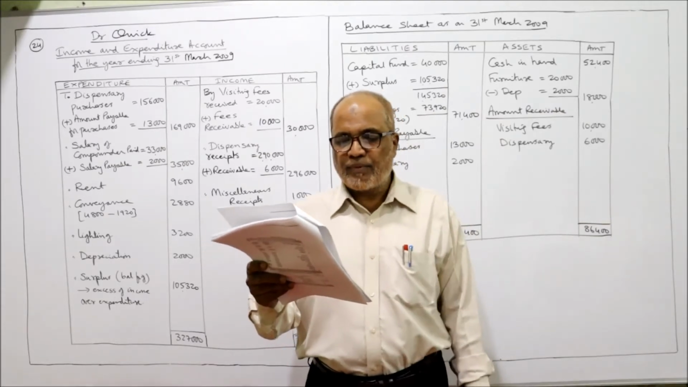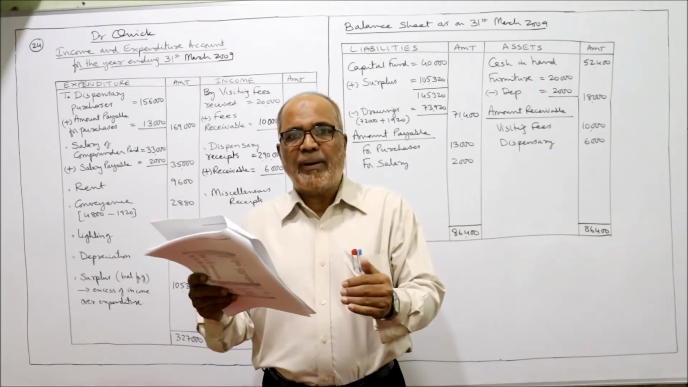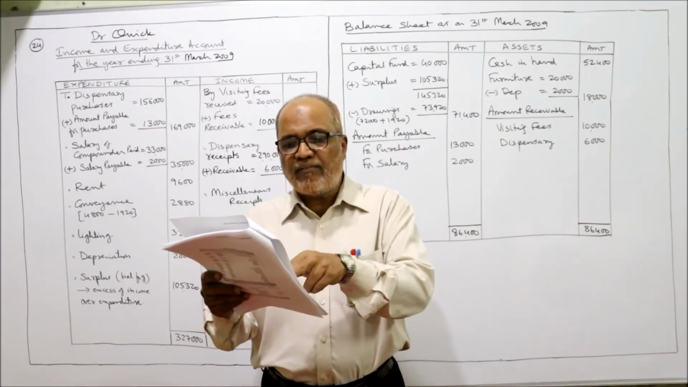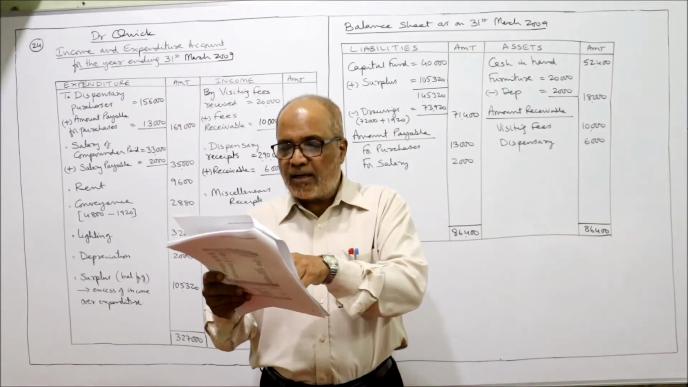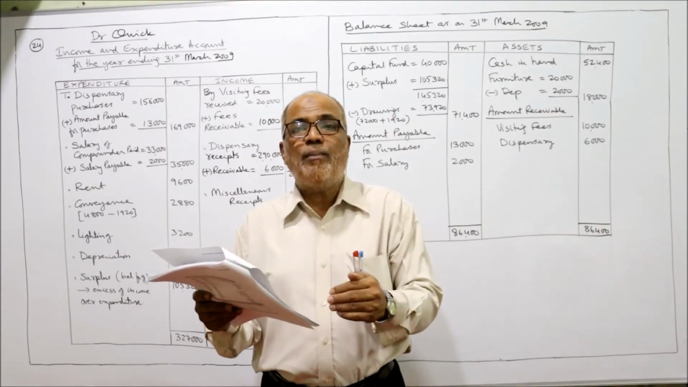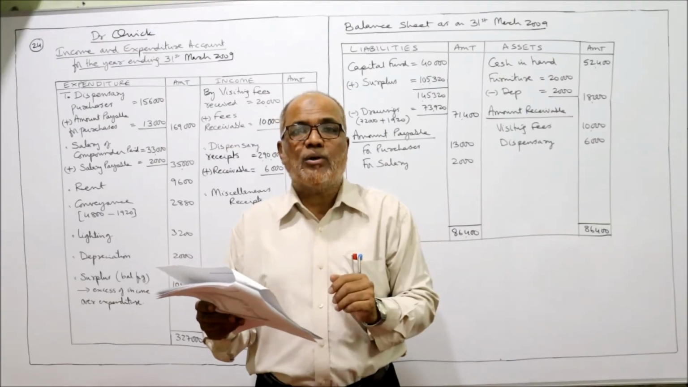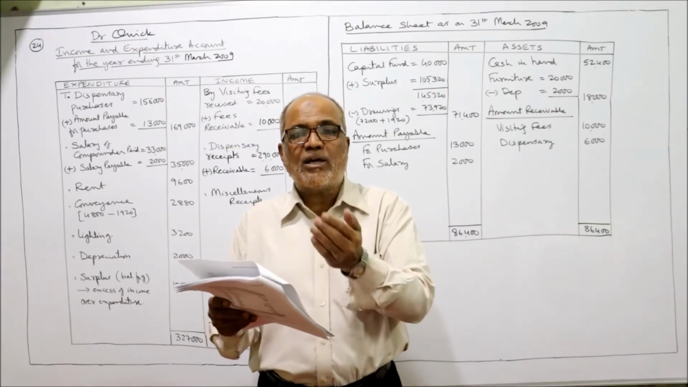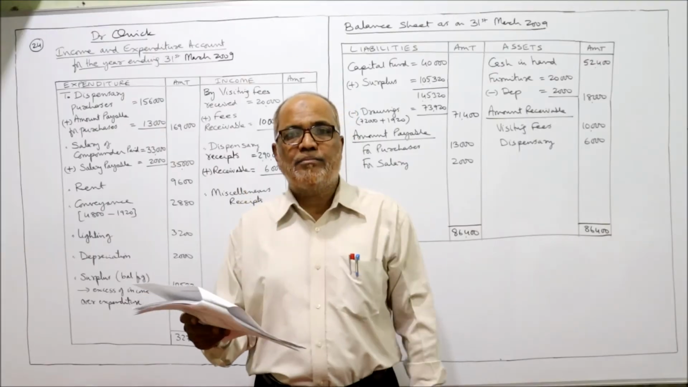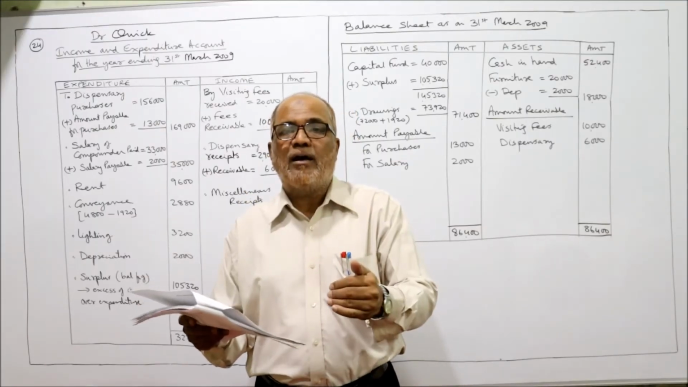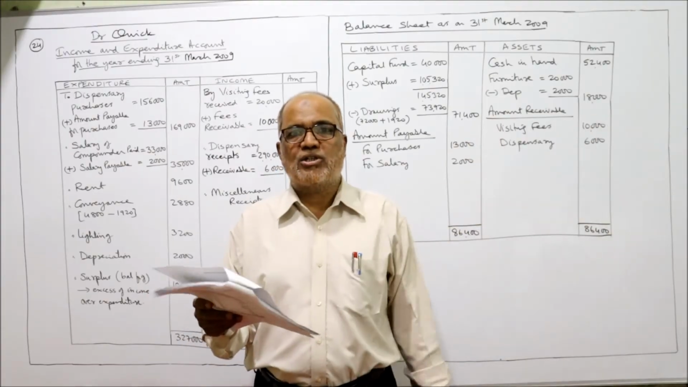Now other information. Amount still receivable: visiting fees 10,000. So already visiting fees received is 20,000, and 10,000 rupees is still receivable, outstanding. So this 10,000 will be added to 20,000. So 20,000 plus 10,000, 30,000 will be taken in income and expenditure. And this 10,000 which is still receivable will be taken on the asset side of the balance sheet.